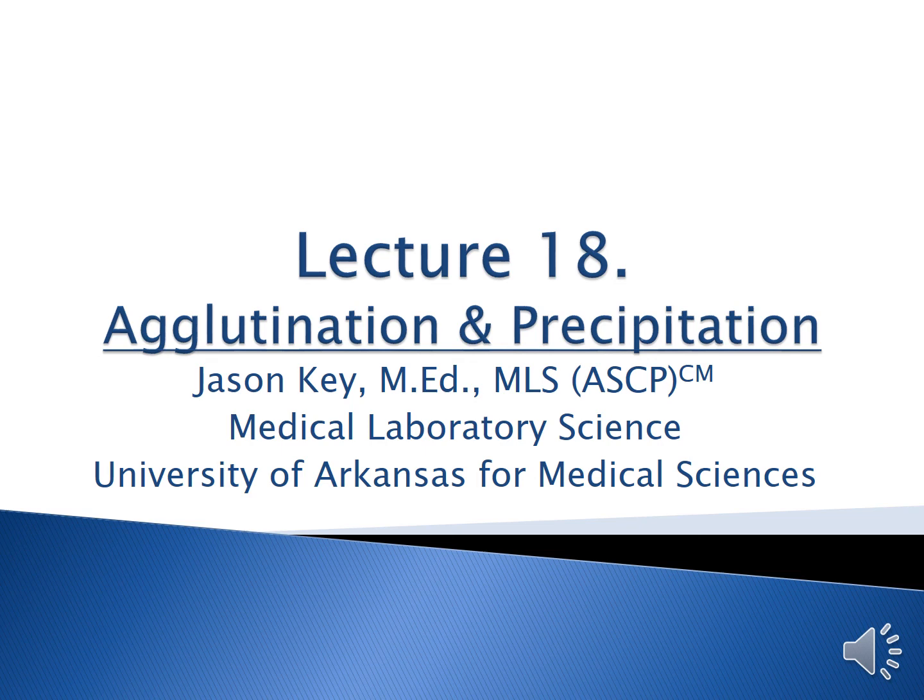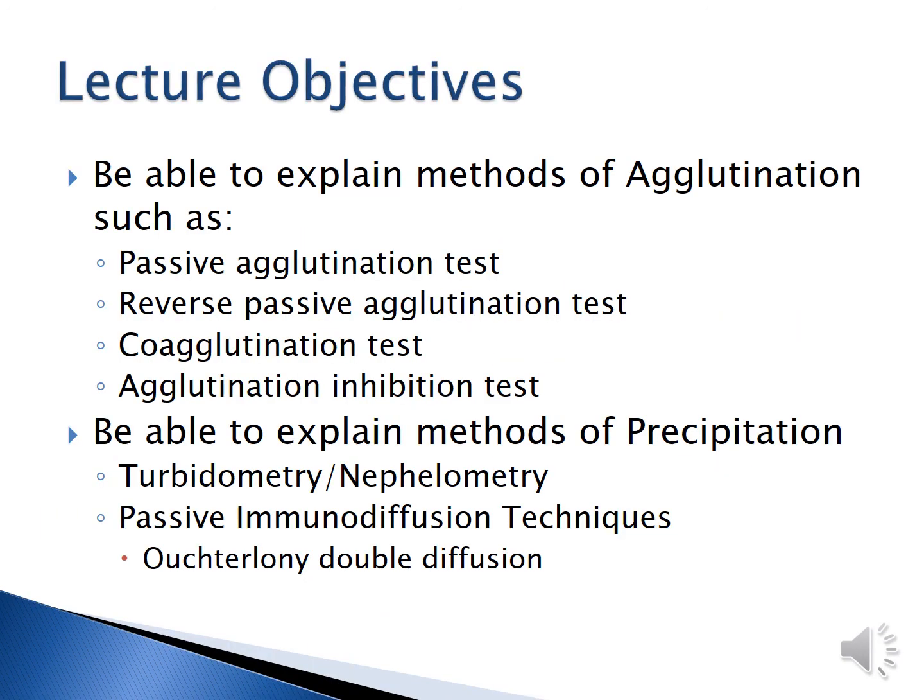This is lecture 18, and we're going to continue our talks about agglutination and precipitation. In this lecture, we'll be going over the different agglutination tests, including passive agglutination, reverse passive agglutination, coagglutination, and the agglutination inhibition test. We'll also be taking a brief look at some precipitation testing methods, including turbidimetry, nephelometry, and some passive immunodiffusion techniques, including the Ouchterlony double diffusion.